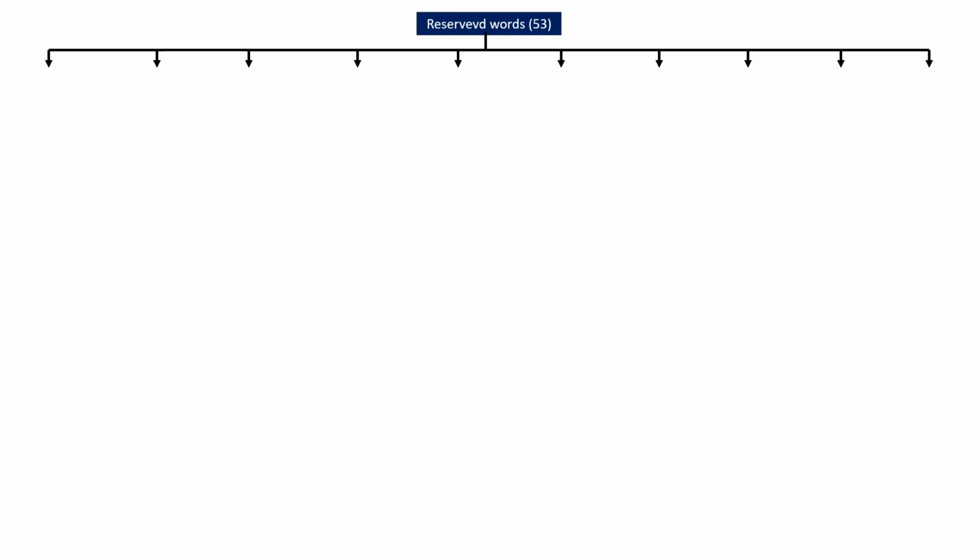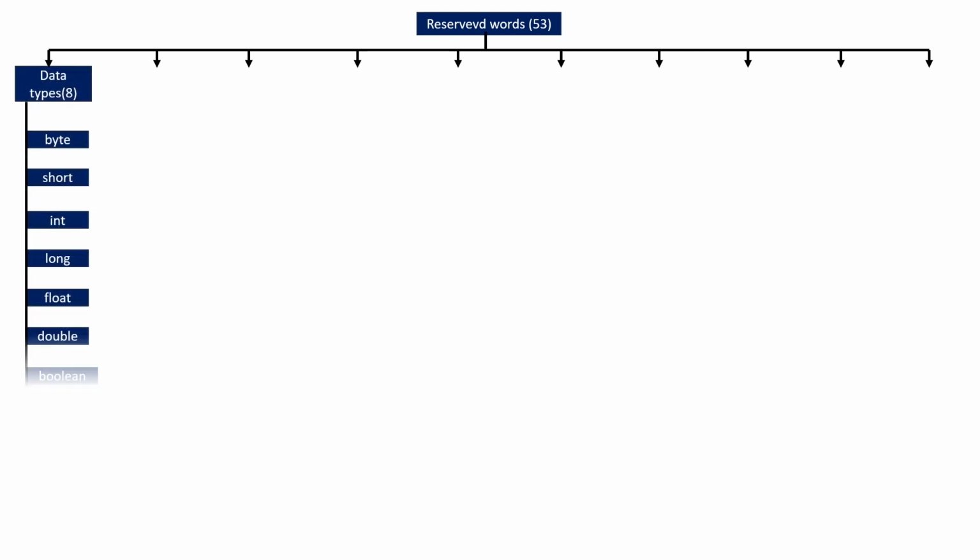Now we will see the reserved words in Java. A total of 53 reserved words are there in Java, so we will see what those 53 reserved words are. For data types, 8 reserved words in Java: byte, short, int, long, float, double, boolean and char type.